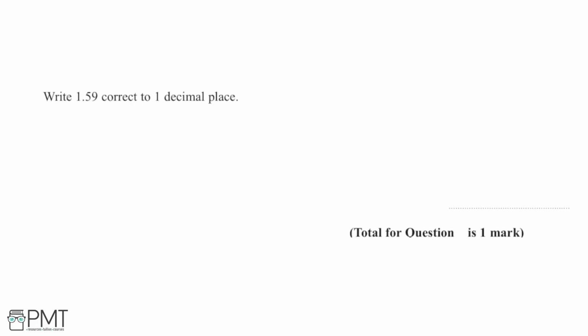So in this question, I'm asked to write 1.59 correct to 1 decimal place. Now I can see that 1.59, after the decimal place there are 2 integers, so this number is to 2 decimal places, and I'm going to want to take this number and round it to 1 decimal place. Now when I'm rounding numbers, I always look to the decimal place after the number of decimal places that I want to round it to. So initially here I'm going to be looking at the second decimal place, which is 9.